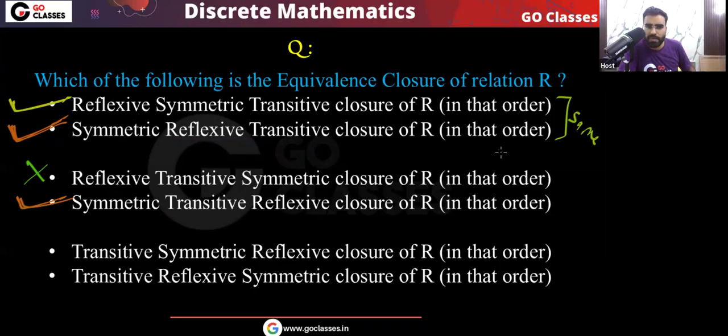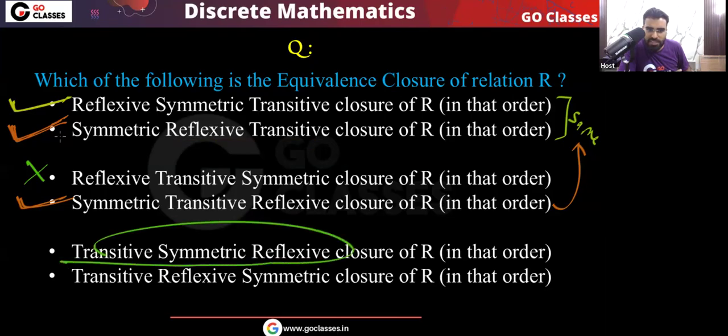Yes or no? Because please understand that symmetric, reflexive, transitive. Now reflexive comma transitive, they are commutative, so I can change their order. So you can see that this fourth one is also an equivalence closure. What about the fifth one?